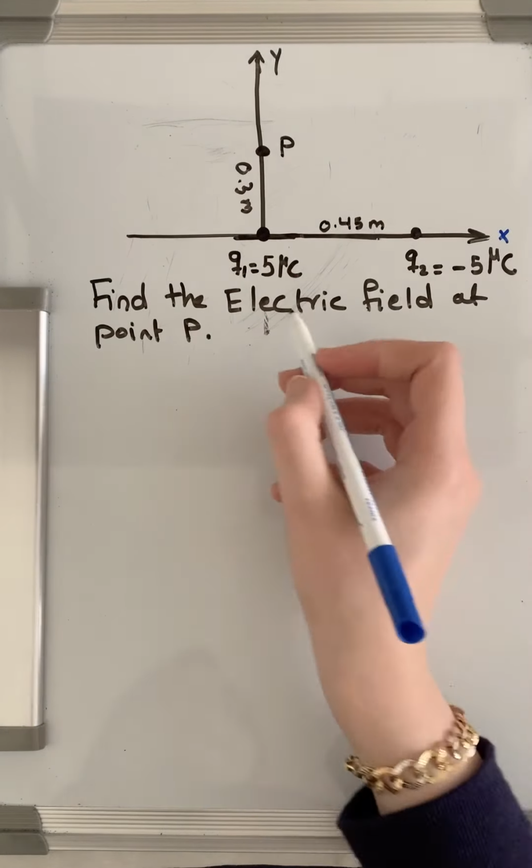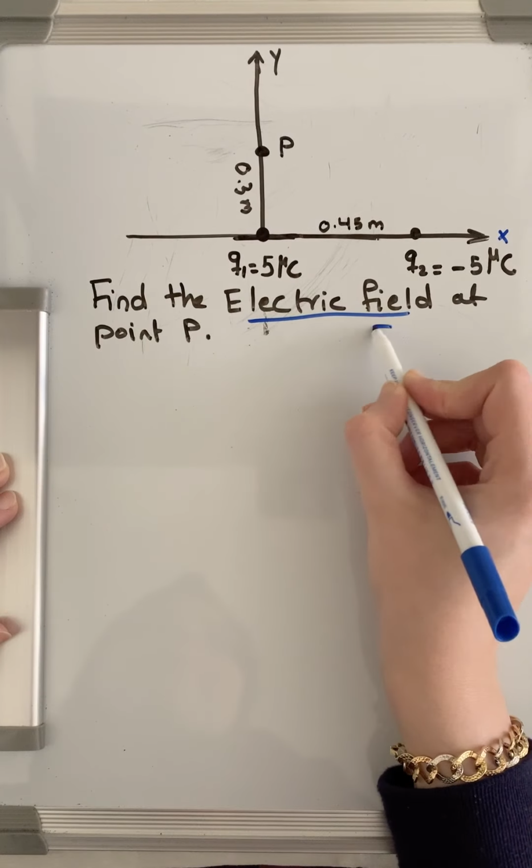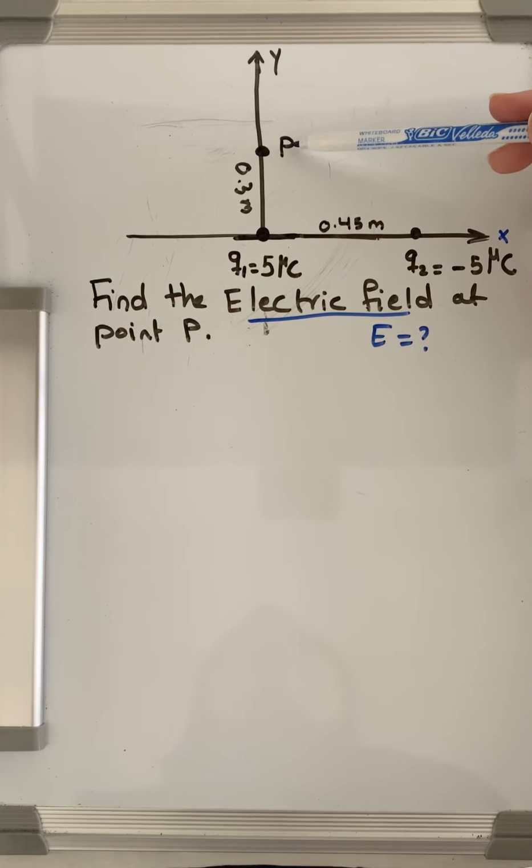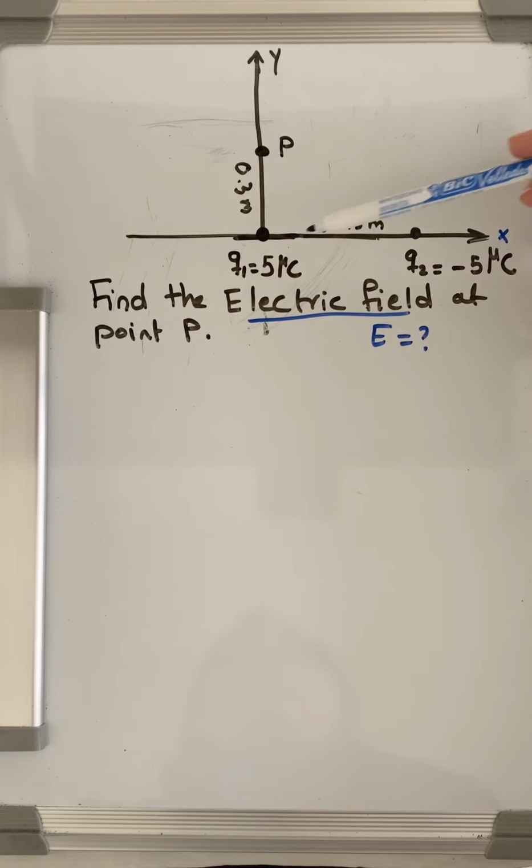So I'm interested in the electric field E at some location in space, at the point P. As you know, the electric field here will be due to the two charges, Q1 and Q2. Actually, the electric field here will be a combination of E1 from Q1 and E2 from Q2.